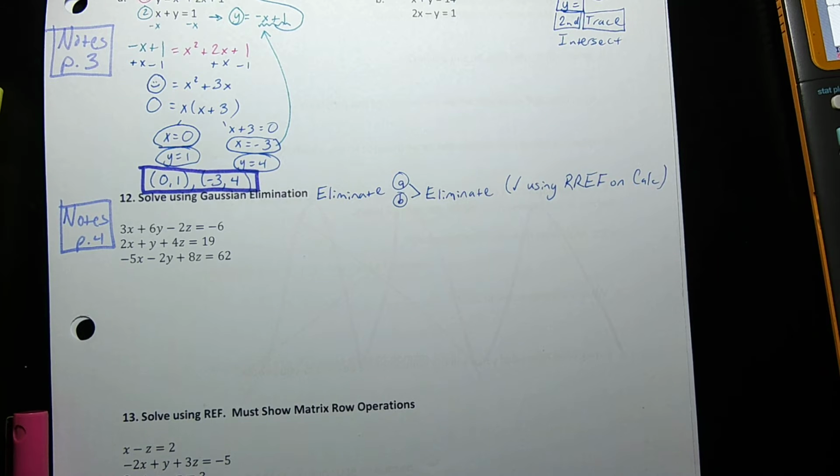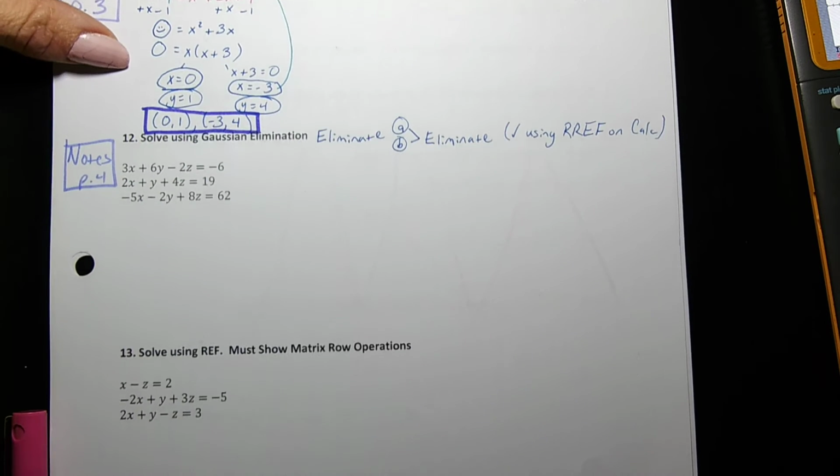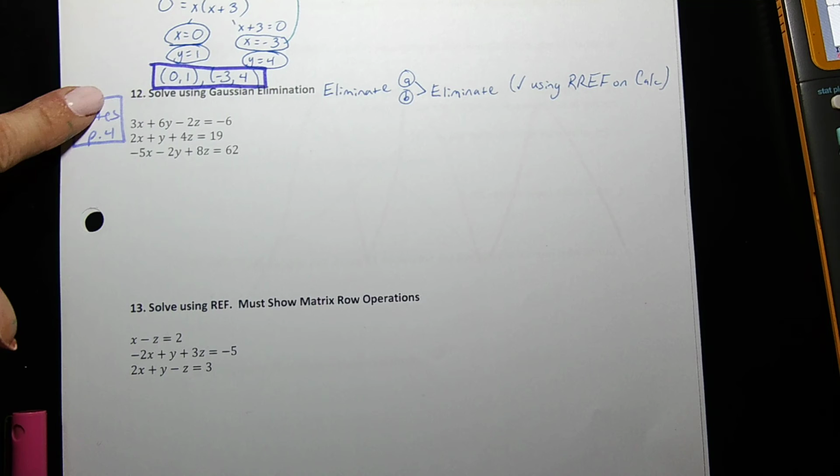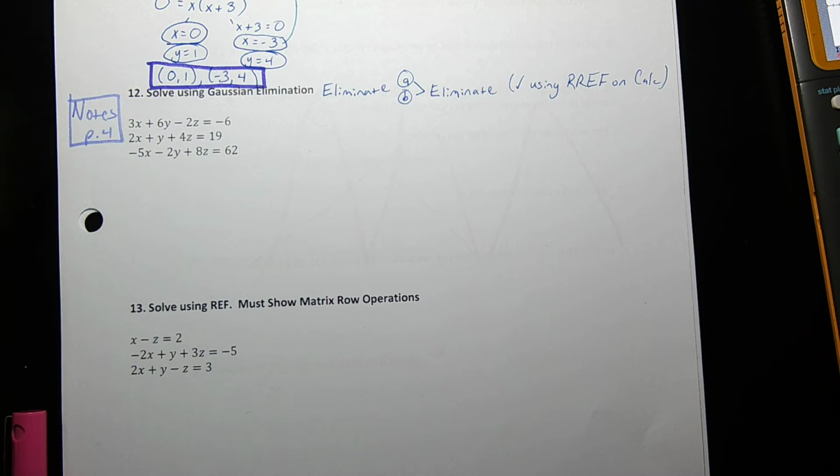So again, folks, there are some problems that I'm going to be looking for specific work, but don't forget your other methods of solving if you can't figure out how to make the work on checking your answer or verifying your answer to make sure you have done it correctly. So Gaussian, you can look up on page 4 of your notes. 13. Oh, here we go.